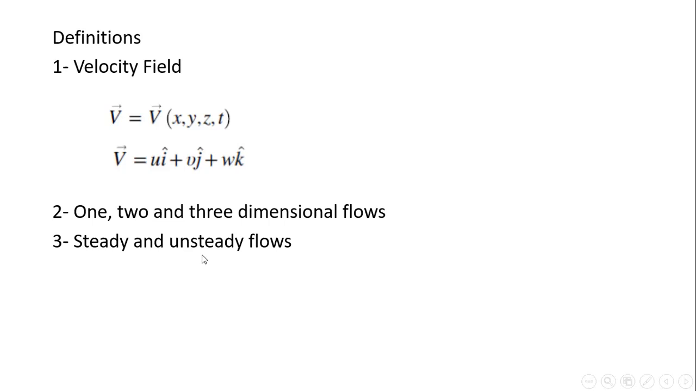Unsteady means that the velocity is a function of the time, and at the same point, if you observe the velocity at the same point, you will find that it changes from time to time.